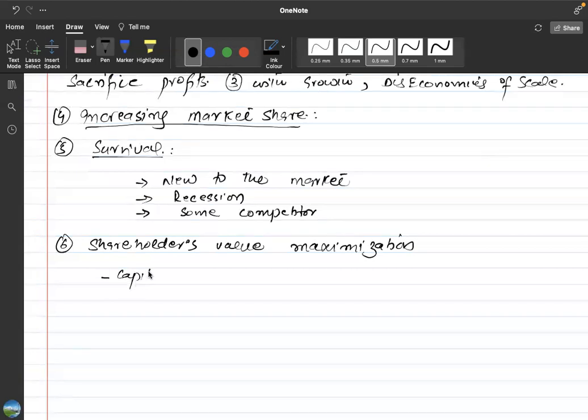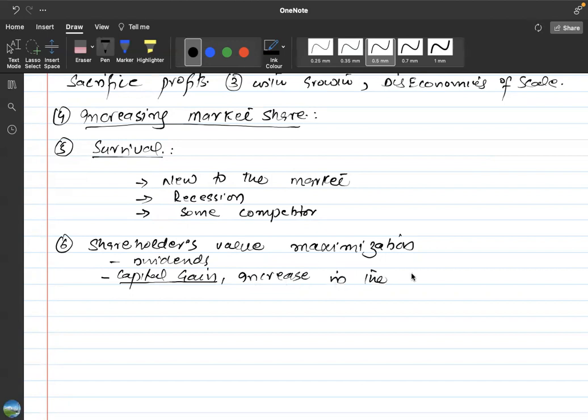The capital gain is a concept. I told you that they might want to have dividends. Dividend is the part of profit that shareholders receive by the end of the year on the profit the business has earned. And second is the capital gain. Now, what is the capital gain? Capital gain is the increase in the value of shares.